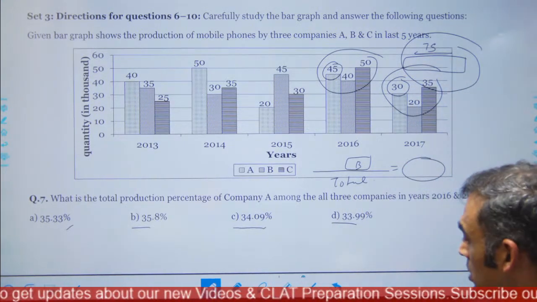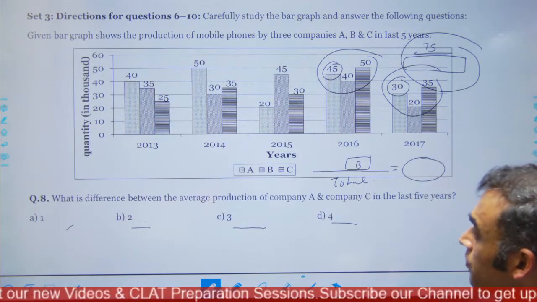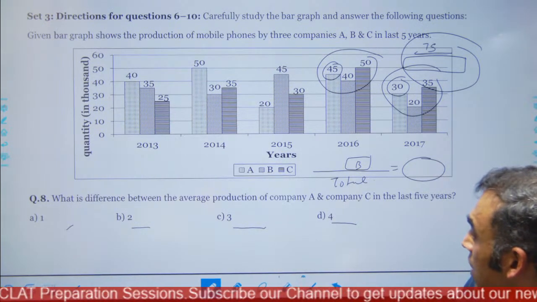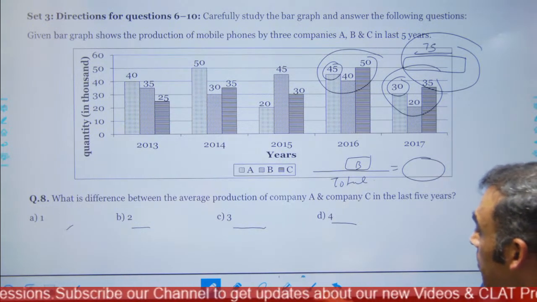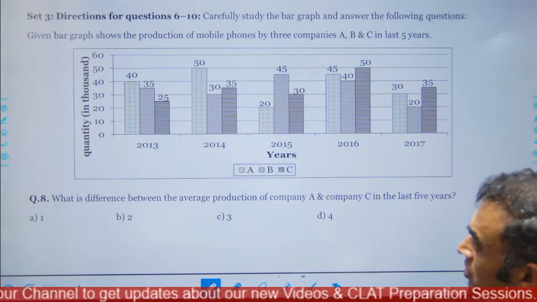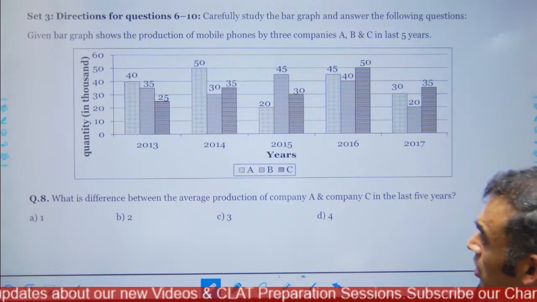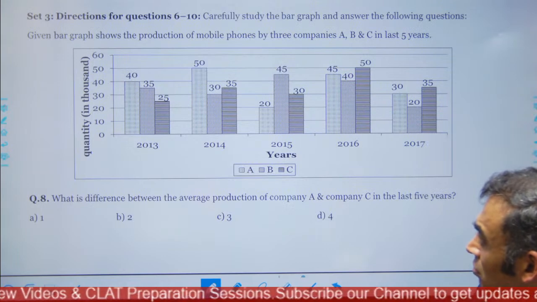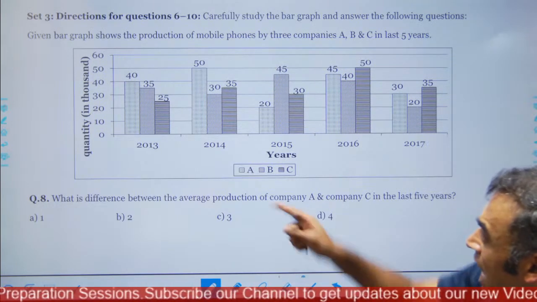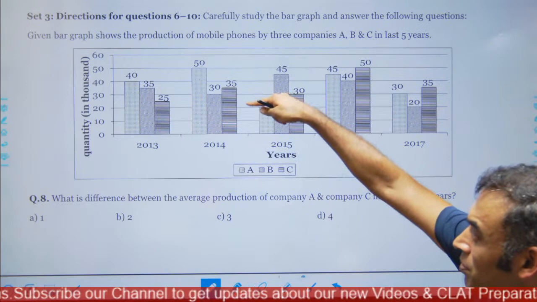Okay. Question number 3. Find the difference between the average production of company A and company C in the last 5 years. Now in questions like this, do not add it, just find the difference per year.